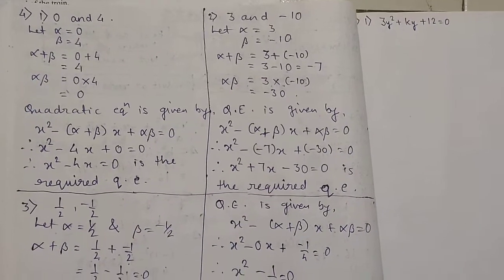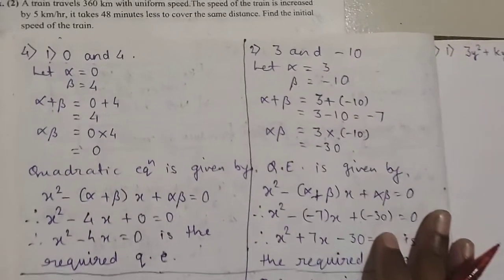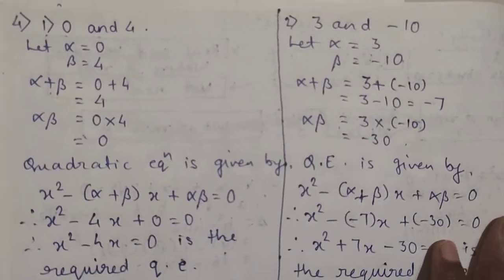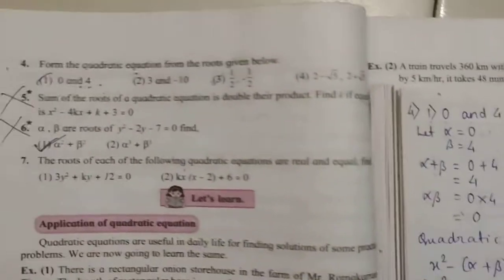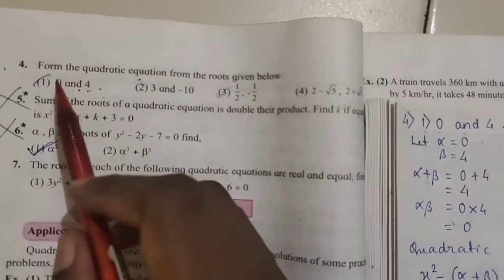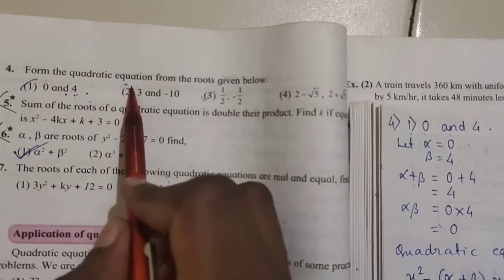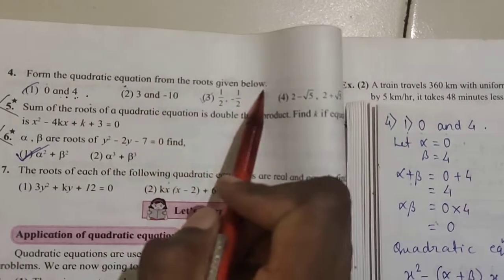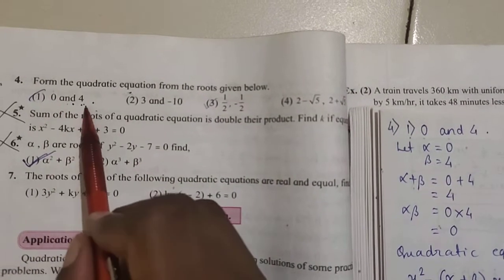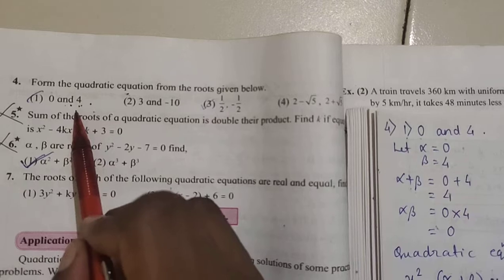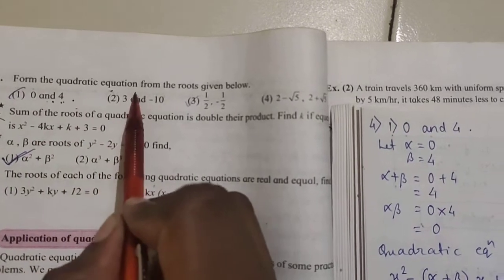Let us see question number 4, the first one. What is the question? Form the quadratic equation from the roots given below. So these two are the roots, and by using the roots you have to form the quadratic equation. Let us see how to solve this.